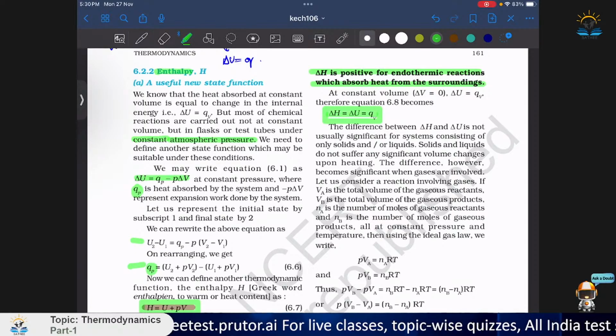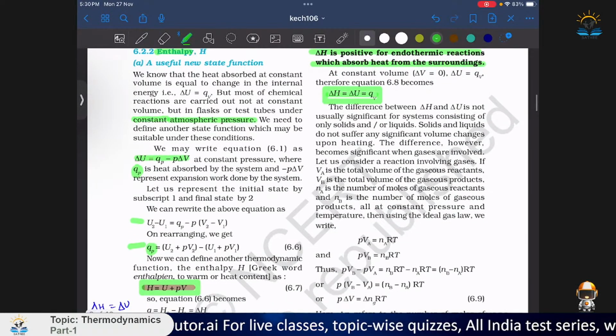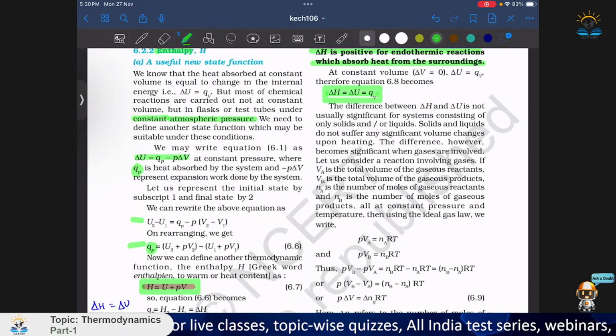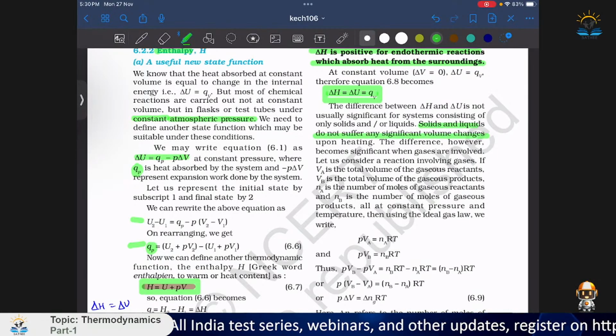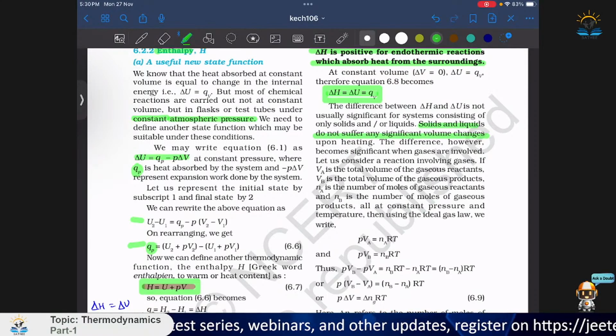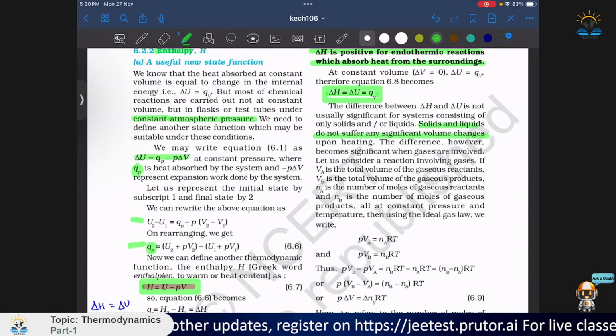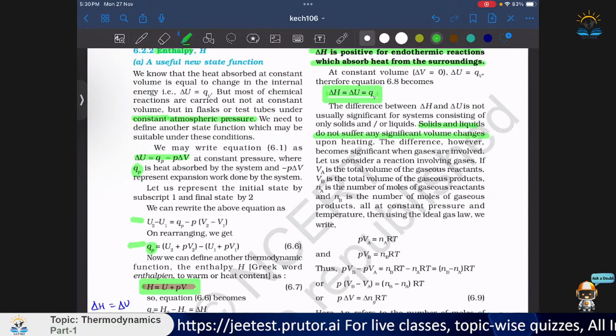The difference between delta H and delta U is not usually significant for systems containing only solids or liquids. Why? Solids and liquids do not suffer any significant volume changes. So if there is a system in which there is only solid or liquid, there are no gases involved, you can simply write delta H is equal to delta U. Why? Because the volume change is irrelevant. Solids and liquids are incompressible. They cannot change their volume effectively. You can simply say the enthalpy is equal to the internal energy here. There is no pressure volume change work involved.